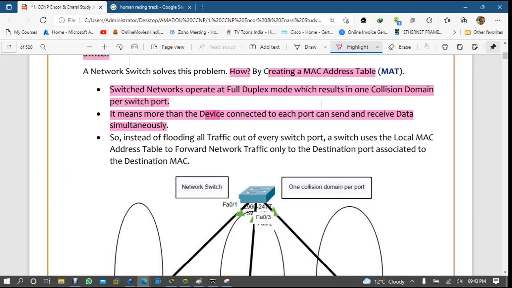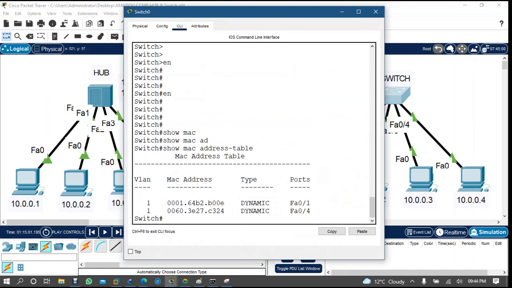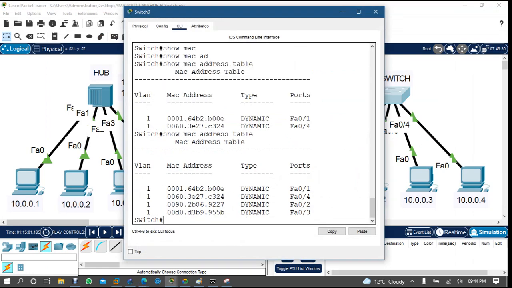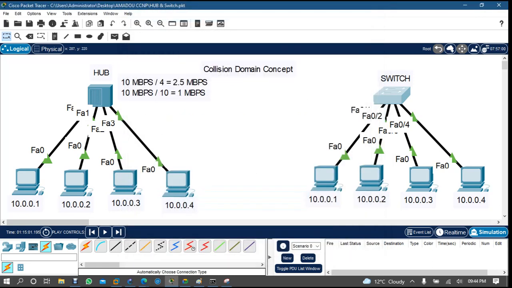So instead of flooding all traffic out of every switch port, a switch uses a local MAC address table to forward network traffic only to the destination port associated with it. Why is it doing this? Because now, coming to this switch, according to this communication, the switch knows about everyone. So now the communication will be unicast or broadcast? Unicast.